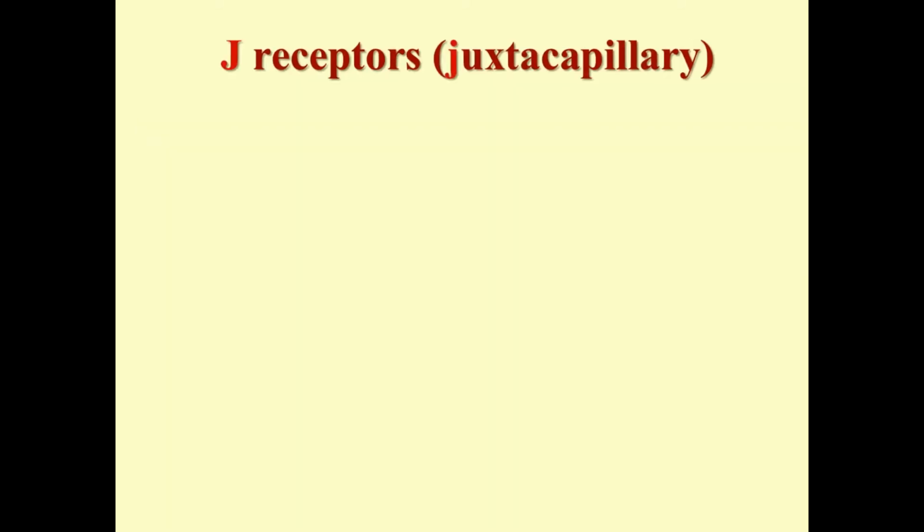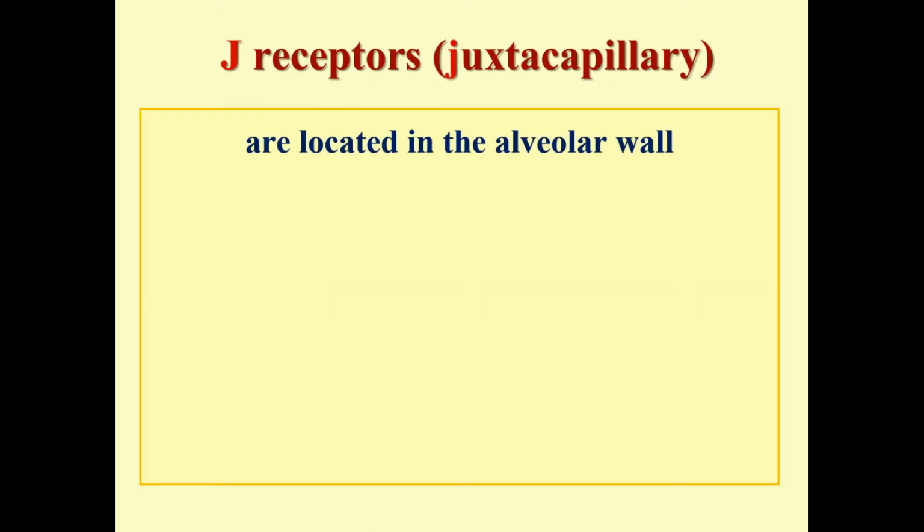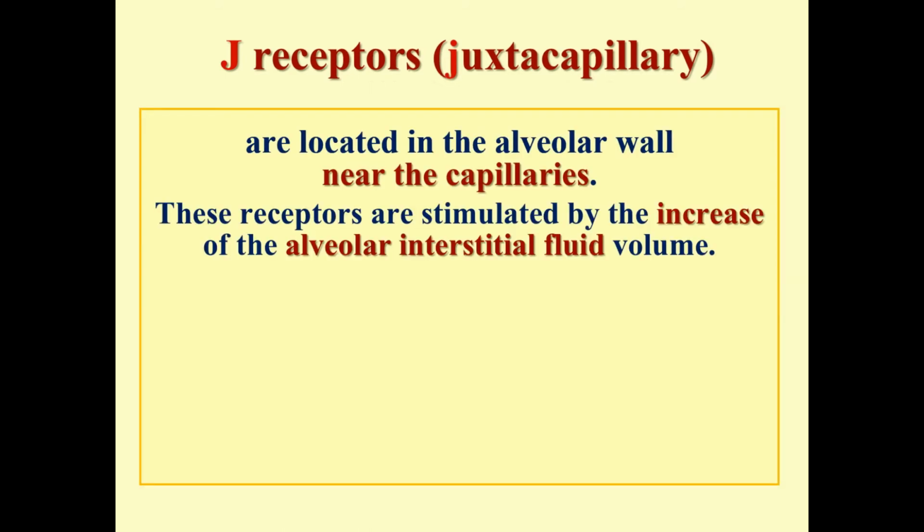And one more type of receptors involved is called J receptors, with the first letter because of juxtacapillary. They are located nearby the pulmonary capillaries in alveolar walls. These receptors are stimulated by the increase of the alveolar interstitial fluid volume. So, in the normal case, when alveolar interstitial fluid volume is normal, these receptors are not involved in regulation of respiration. They do not produce effects.